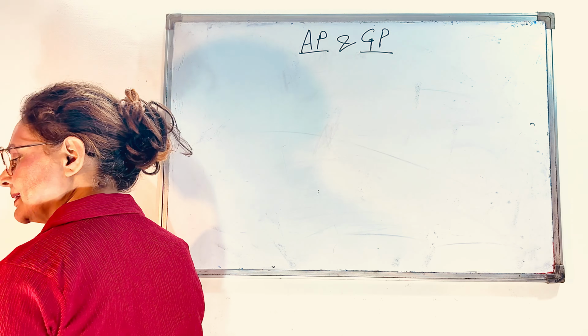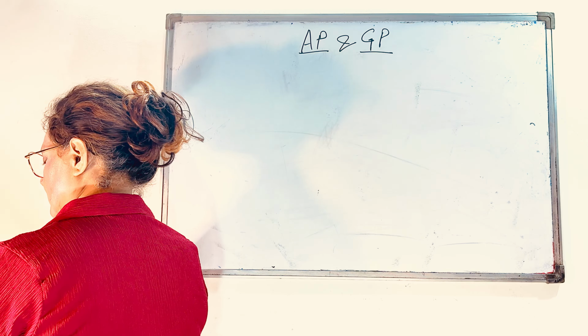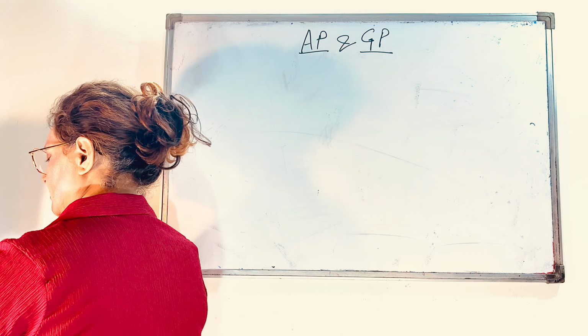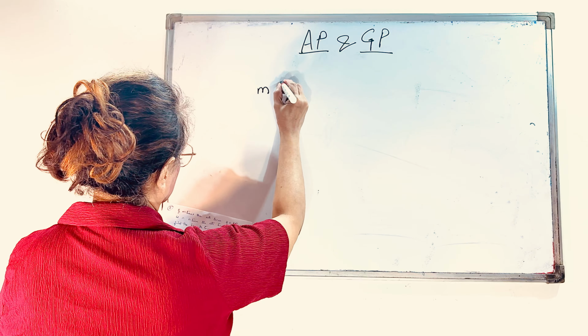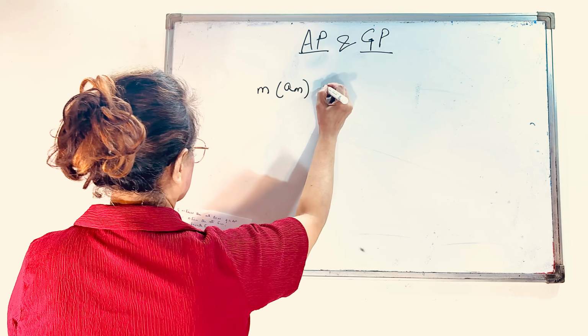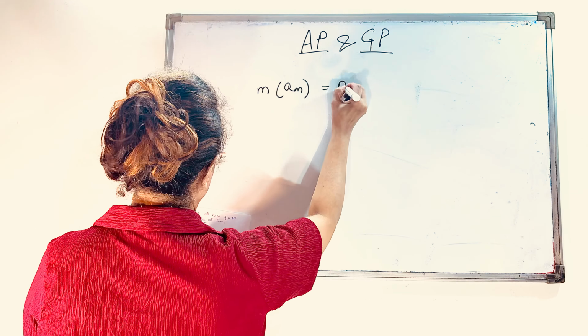Okay, next question says, in an AP, m times the mth term is equal to n times the nth term. You are asked to find the (m plus n)th term. Now, if you can figure out, the (m plus n)th term would be what? a plus, instead of n, we have m plus n, minus 1 times d. This is the (m plus n)th term.